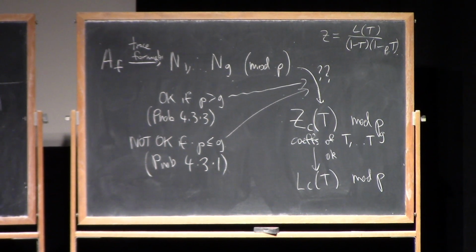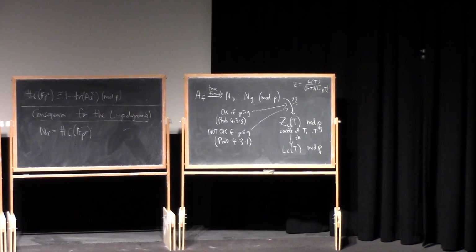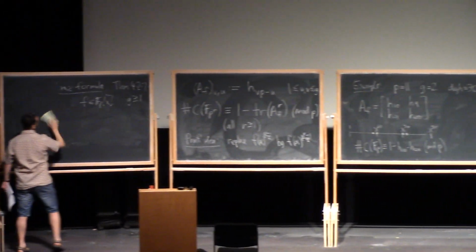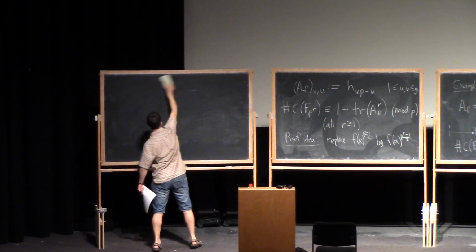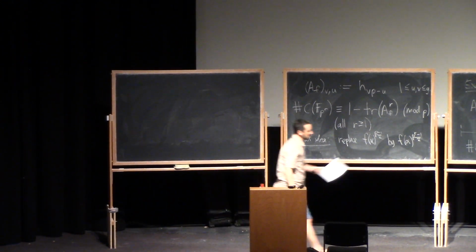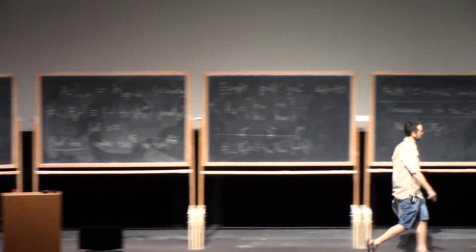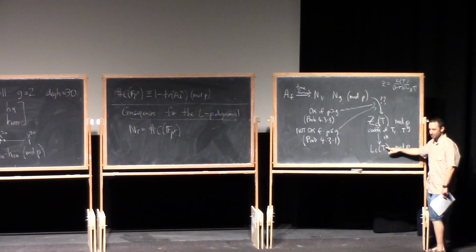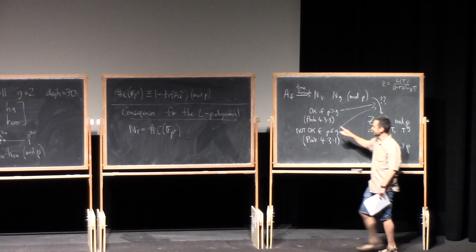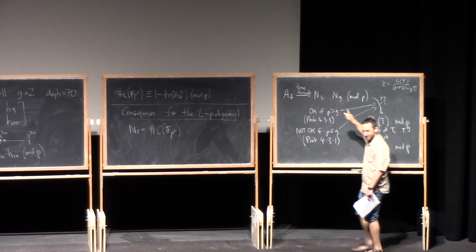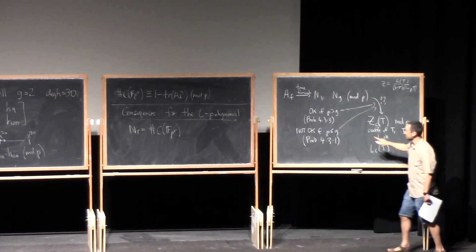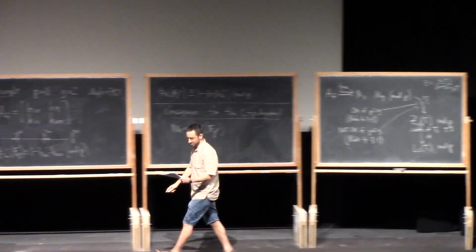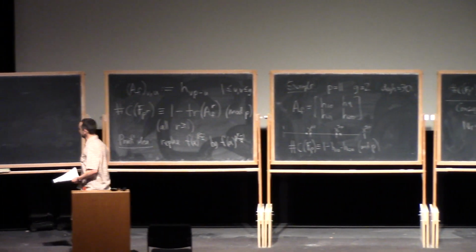Okay, but here is the crazy thing: it turns out that there is a shortcut in this picture. You don't have to go via these little arrows. You can go directly from this matrix to this L polynomial modulo p, and in fact there is enough information in this matrix to recover the L polynomial modulo p. So you lose information when you go along this arrow. Let me write down what the statement is.